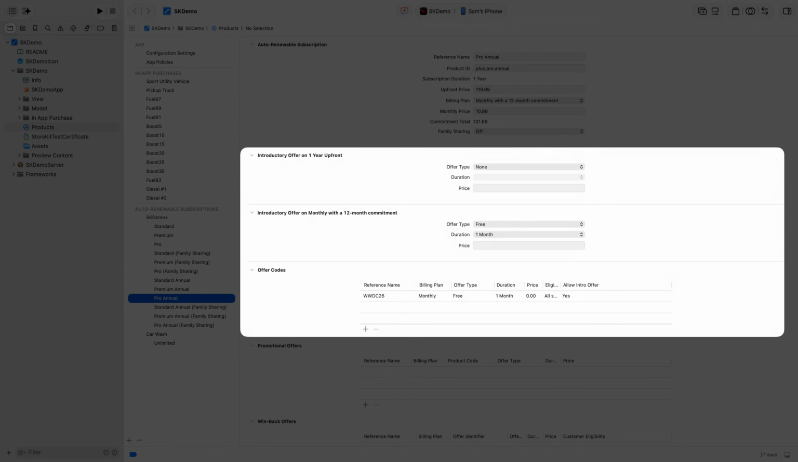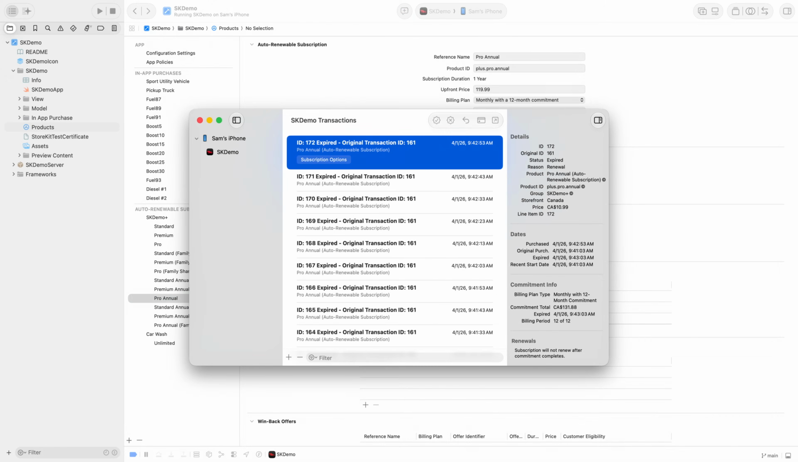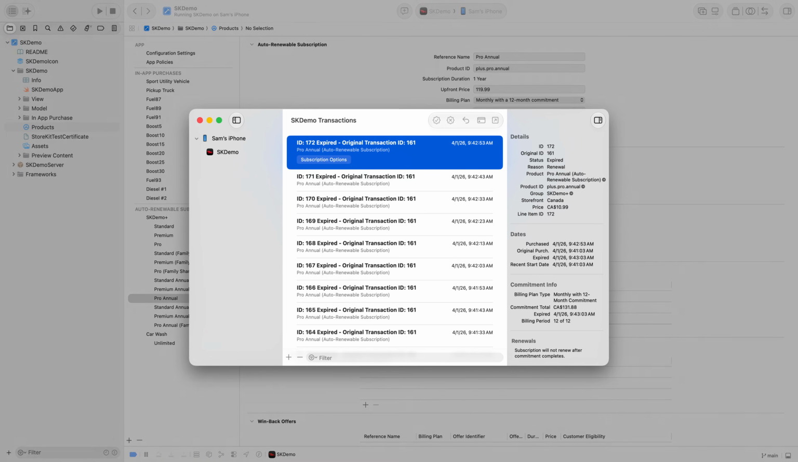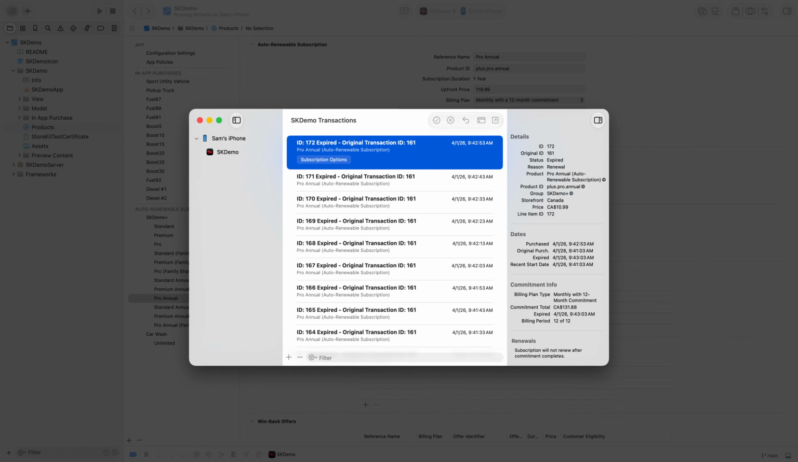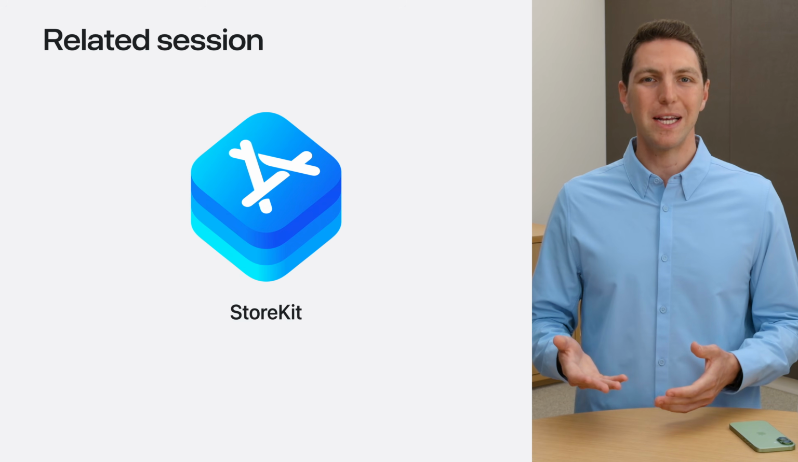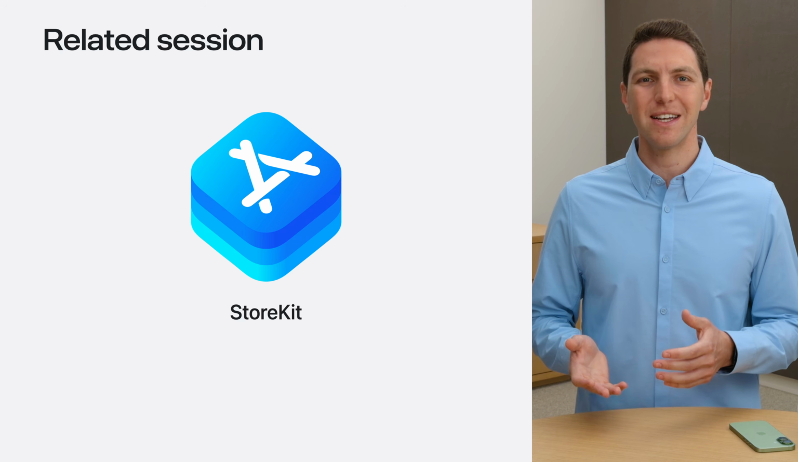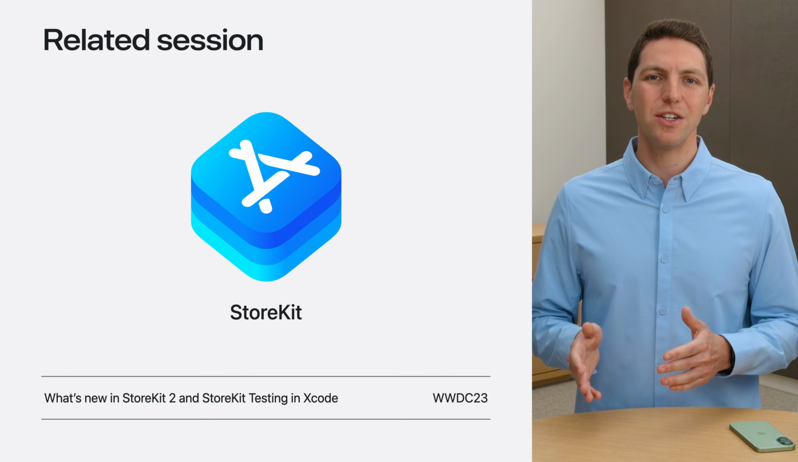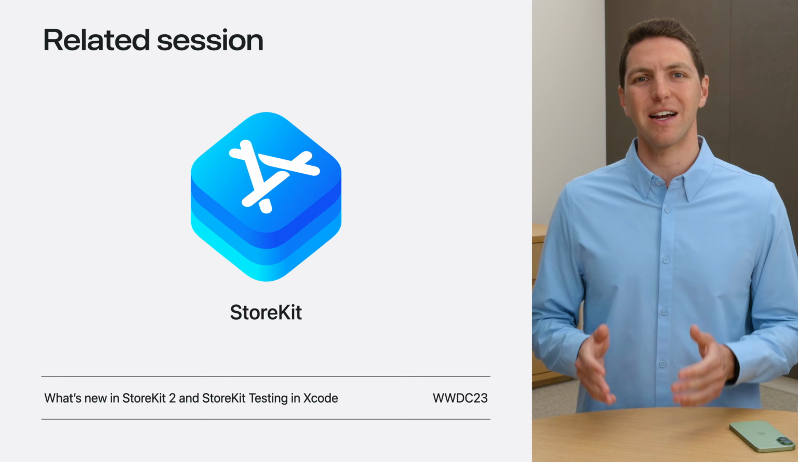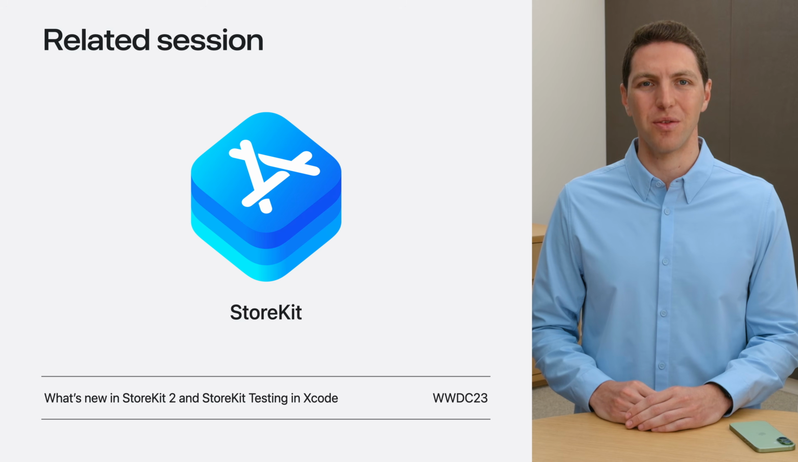Similar to App Store Connect, offers can be uniquely created for each billing plan type here in Xcode. Once configured, test your purchase flow with the Transaction Manager and verify commitment info in the Transaction Inspector. To learn more about best practices and setting up StoreKit testing in Xcode, check out What's New in StoreKit 2 and StoreKit testing in Xcode from WWDC26.